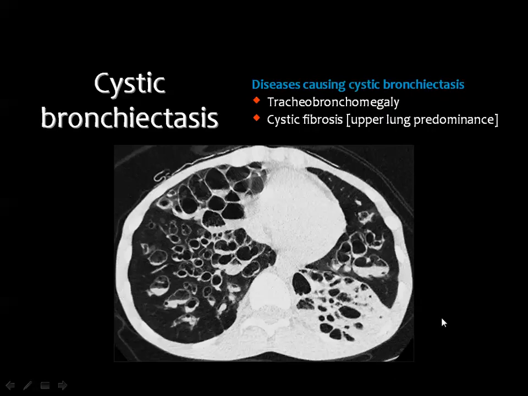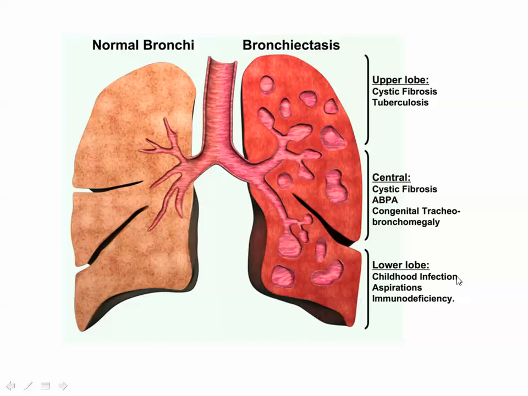And the cystic bronchiectasis can be seen in patients with tracheobronchomegaly, can be seen in cystic fibrosis as well. And the diagnosis is easy whenever you see these lesions arranged along the distribution of the bronchi. The distribution of bronchiectasis depends on the underlying pathology.